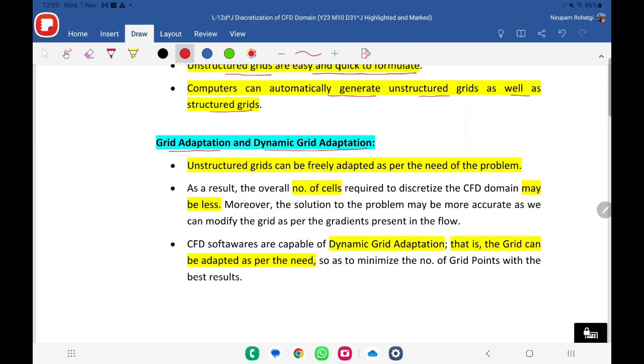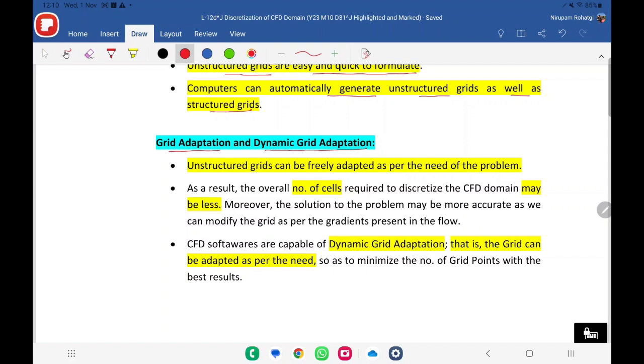Now, what is grid adaptation? Grid adaptation means you are making the grid as per the requirement of the problem. You are adapting your grid. I normally tell my students that when you want to learn anything, you learn the meaning of the word used. It is easy to remember. So what does it mean, adapt? Adapt means to change as per the circumstances.